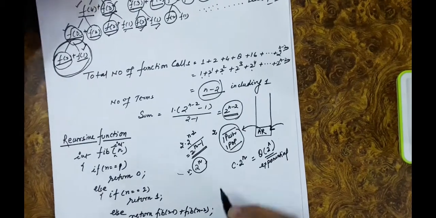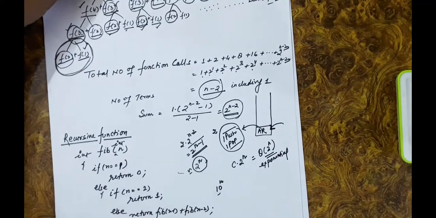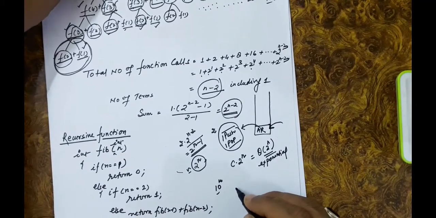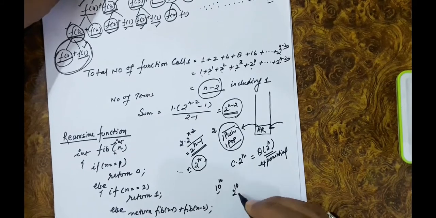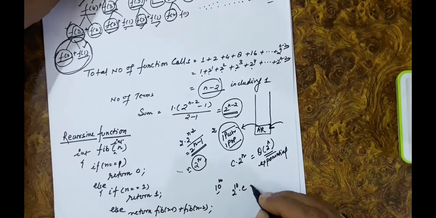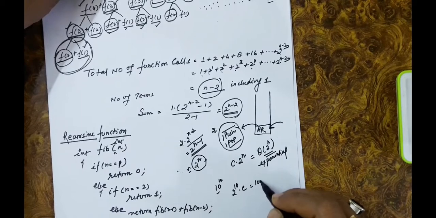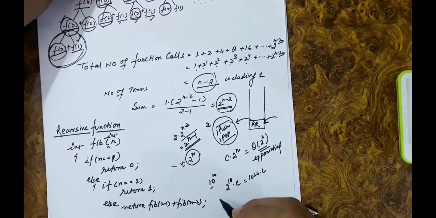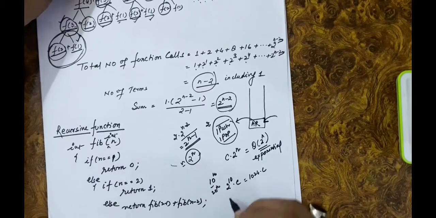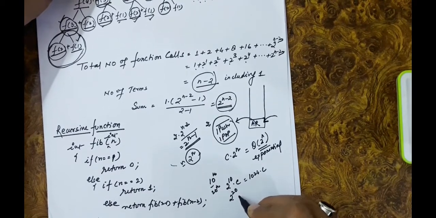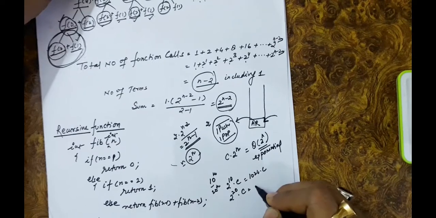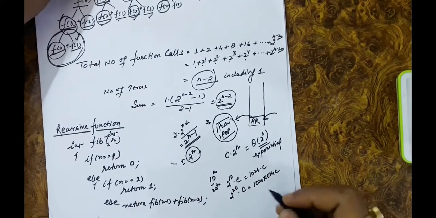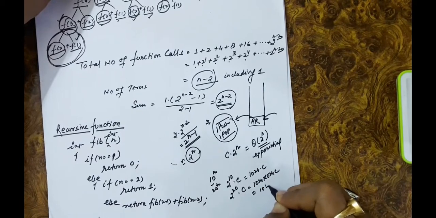Fine, let's say we have to find the 10th Fibonacci number. How much effort is required? Approximately 2 raised to the power 10 into c. This is 1024 into c, approximately 1000 operations. And what about the 20th Fibonacci number? We have to do 2 raised to the power 20 into c operations, that is 1024 into 1024 into c. So this is approximately 10 lakh operations.